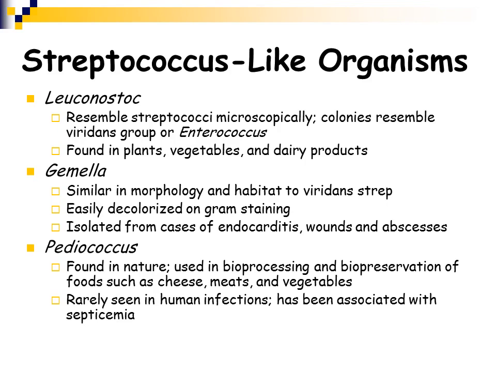The Gemella, again similar in morphology and habitat to the viridans strep. The Gemella are easily decolorized with gram staining, so you have to be very careful because they will appear to be gram-negative cocci when in fact they're gram-positive cocci. And Gemella have been isolated from cases of endocarditis, wounds, and abscesses.